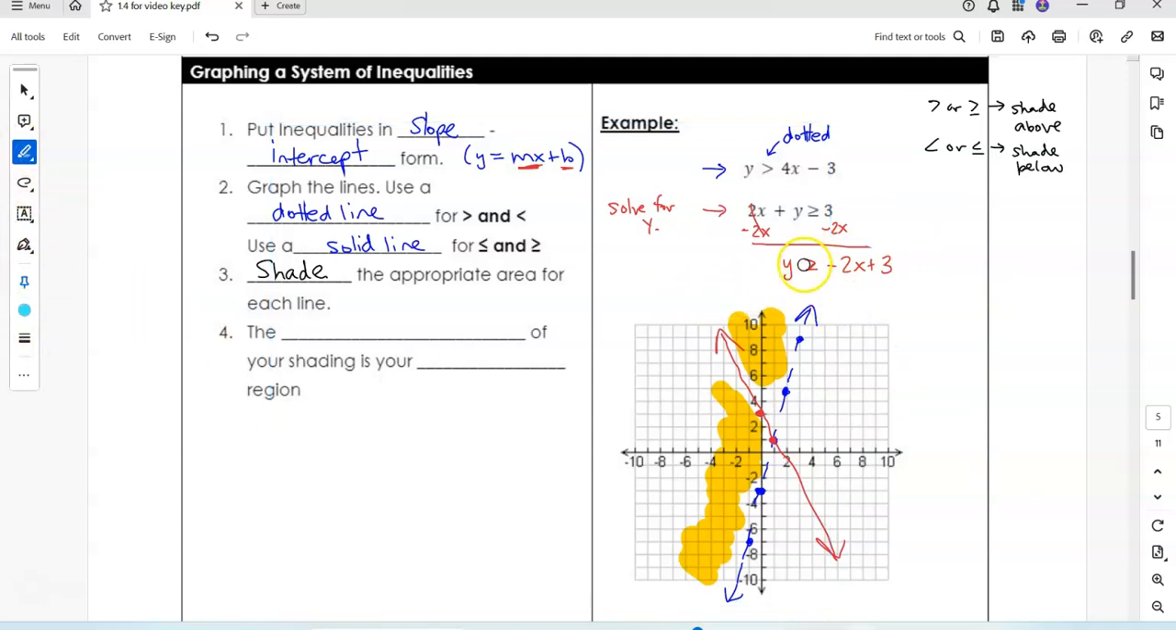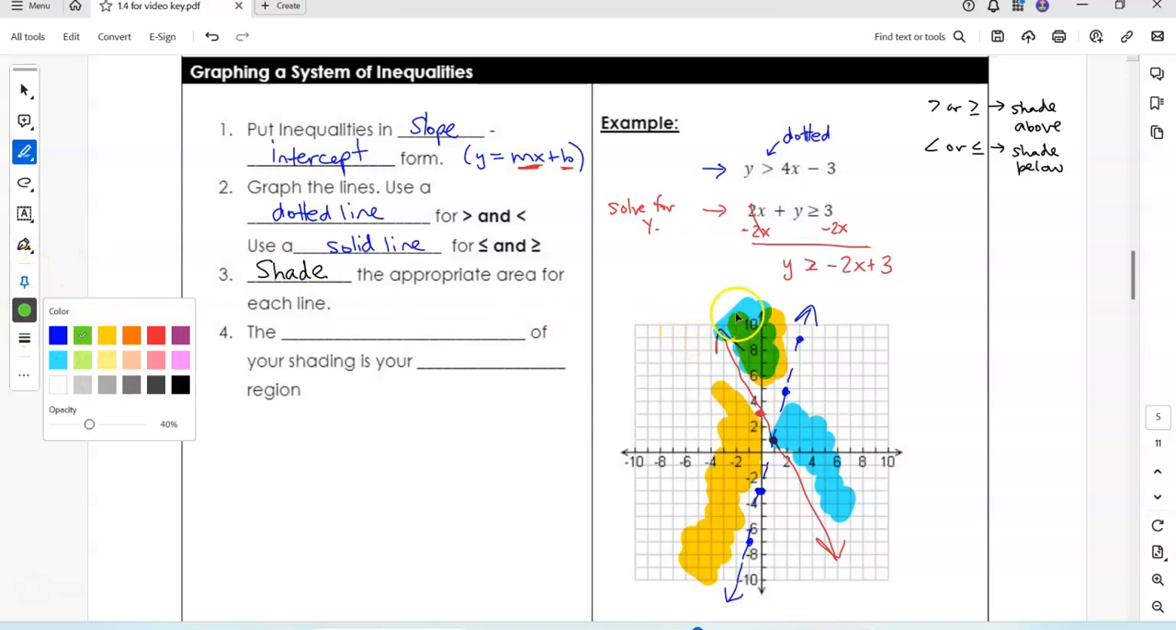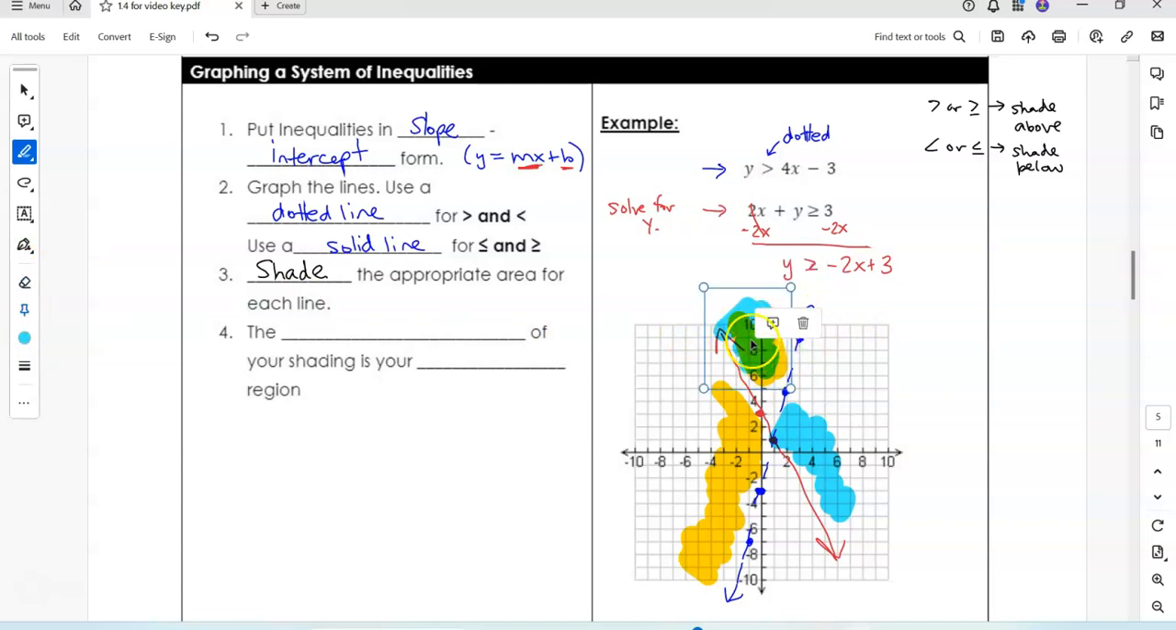This isn't cooperating. Anyway, the bottom one has a greater than, so we're going to shade above the red line as well. That's going to be all this here. And the part that just turned green is actually going to be your intersection. And that is what we want as our solution.